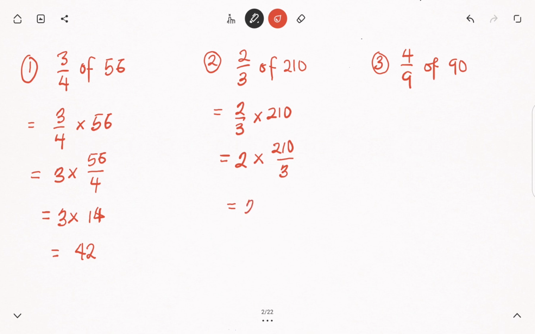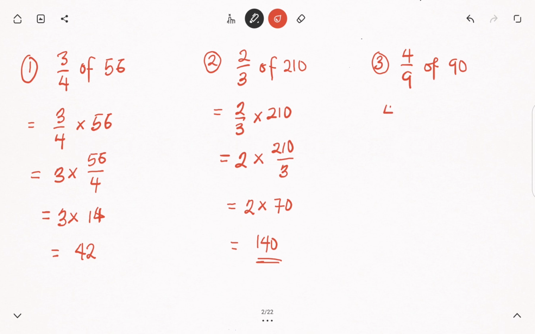So now we maintain the 2 multiplied by 210 divided by 3, that will give us 70. So we have 70 over here. That is 3 will go into 21 7 times, so we just add the 0 at the end over here, and that will be 70. So our final answer over here is going to be 2 multiplied by 70, and that will give us 140 as our final answer. All right, let's have a look at the last expression that we have.